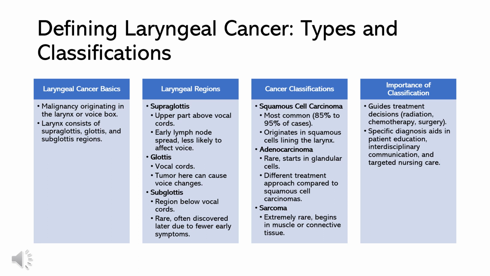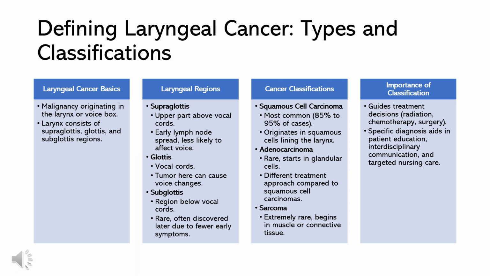Let's talk about classification. Cancers are generally classified based on the type of cells they originate from. Squamous cell carcinoma is the most common type, making up about 85 to 95% of all laryngeal cancers. This originates in the squamous cells lining the larynx. Adenocarcinoma is rare, but it starts in the glandular cells and has a different treatment approach compared to squamous cell carcinomas. Sarcomas are extremely rare. These begin in the muscle or connective tissue of the larynx.